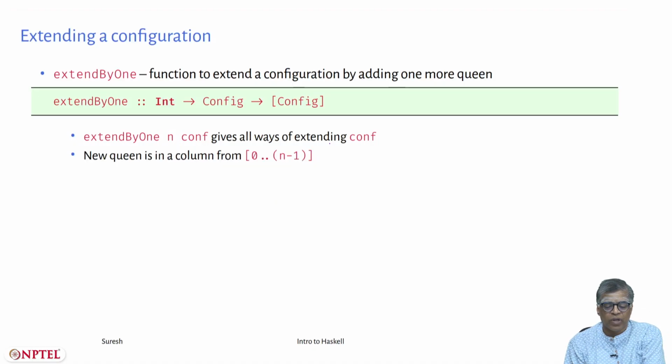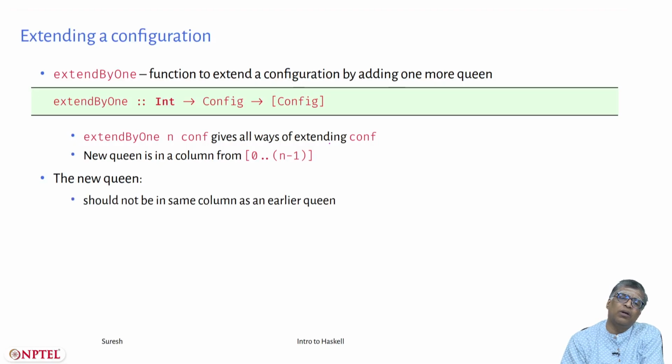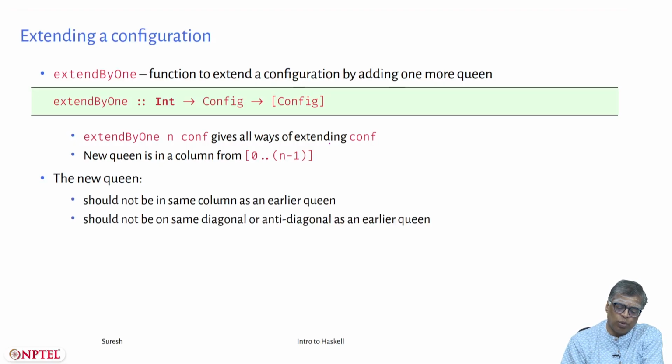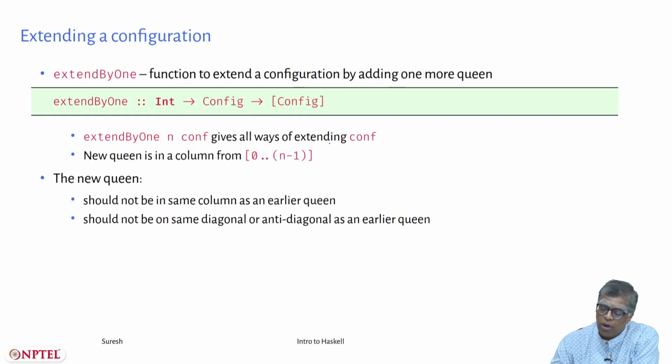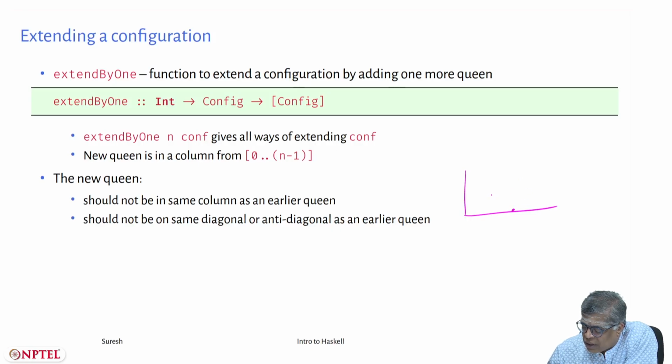So the new queen is a column from 0 to n minus 1. The new queen should not be in the same column as an earlier queen, and should not be in the same diagonal or anti-diagonal as an earlier queen, right. Same column as an earlier queen you can check, because if it is in the same column as an earlier queen, then this would be a number that is already there in the list. If it is in the same diagonal, let us just do some simple math. If I have a queen here and it is in the same diagonal, then if you look at it, this is some row number and this is some column number.